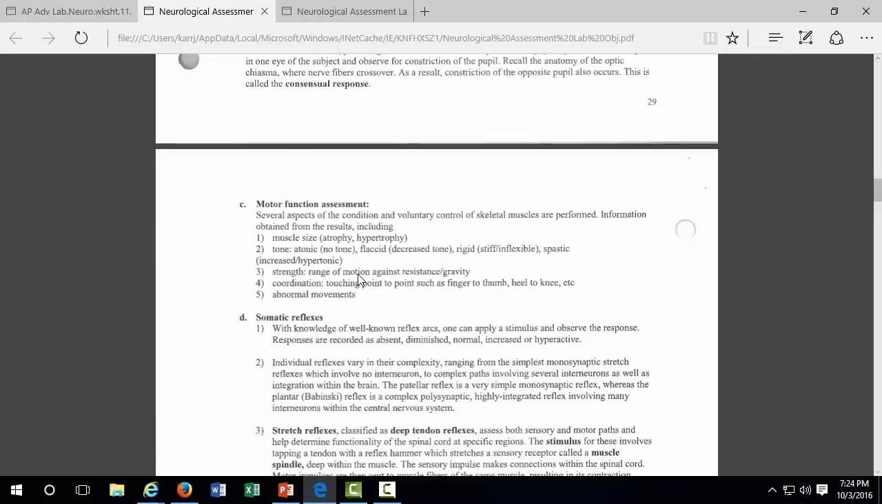Then we can also look at the size of the muscle. Does it look smaller than normal because of disuse or disease? We call that atrophy. Does it look larger than normal because of exercise and weightlifting? Then we call that hypertrophy, which is bigger than average.